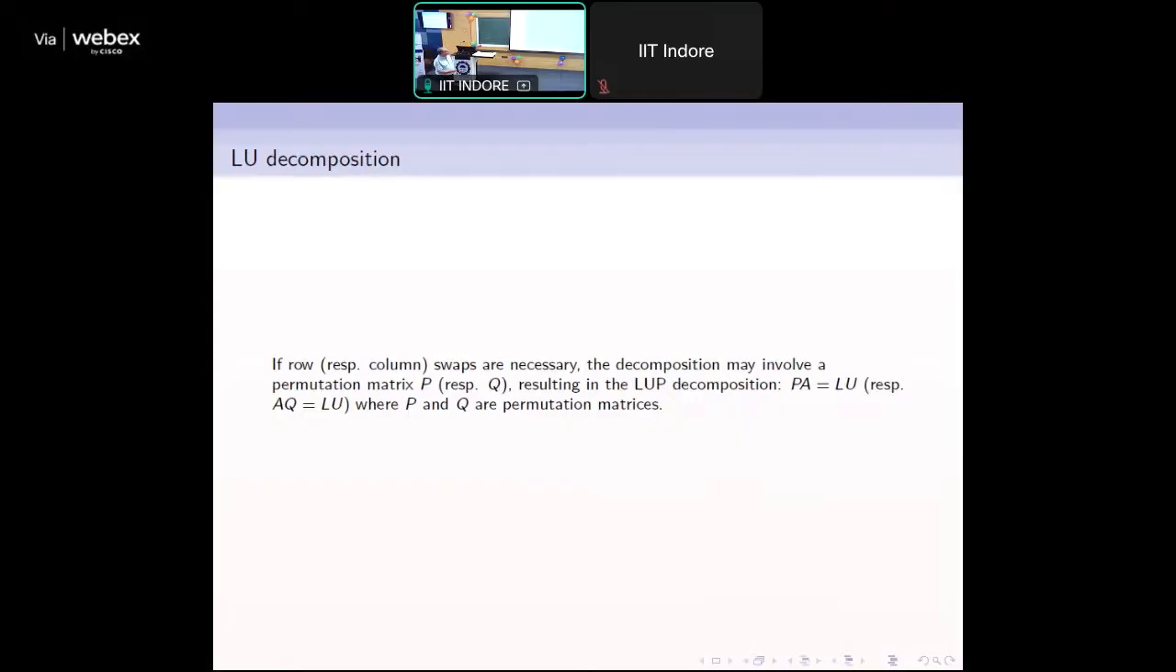Sometimes we cannot obtain the LU decomposition directly. We will need permutation matrices. It means that during Gauss elimination, we will need to exchange some rows or columns. Then here there will be some permutation matrices.